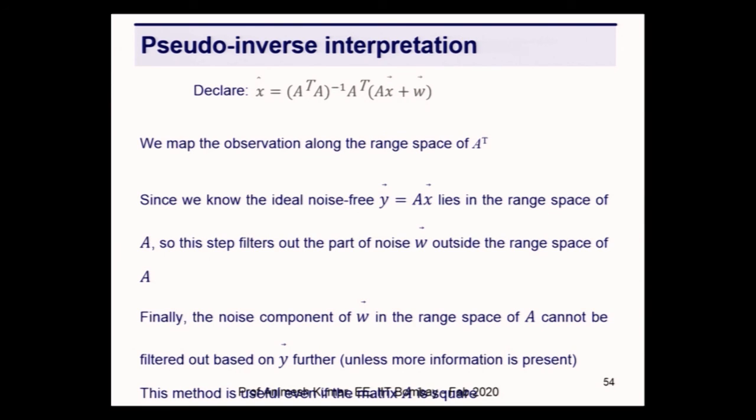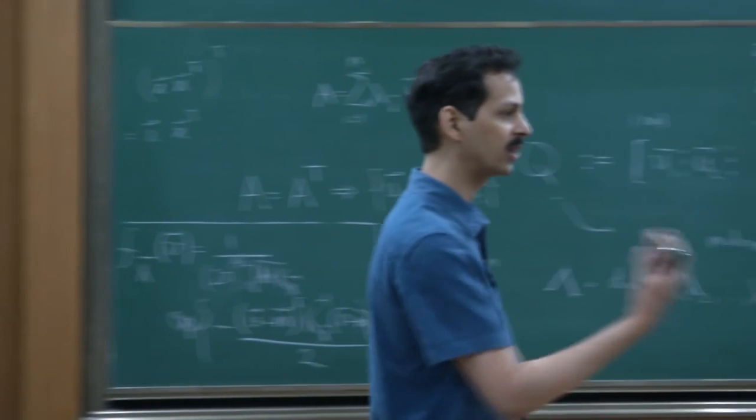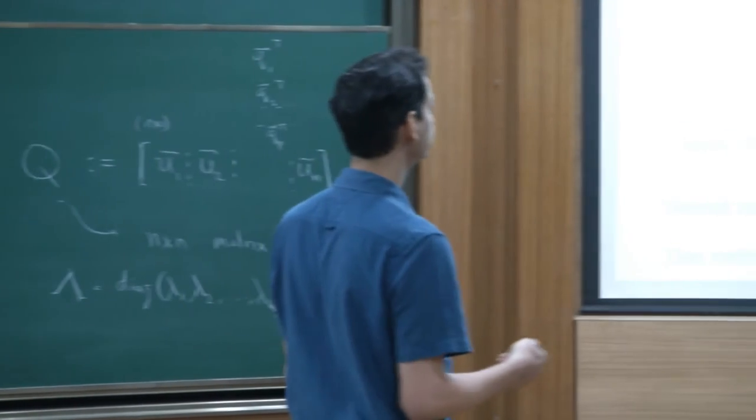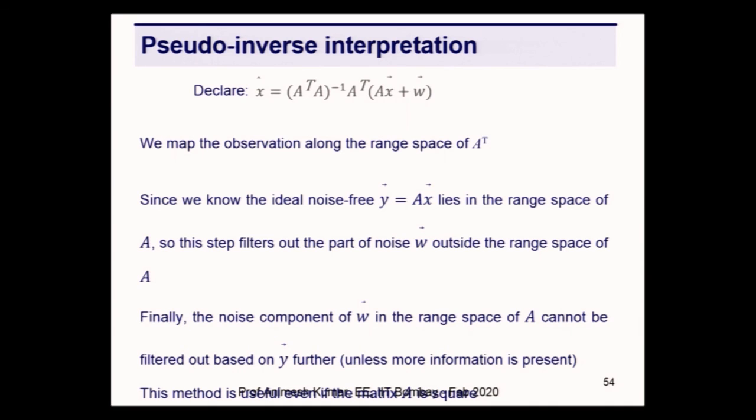So what this does is, when I multiply the noise by A transpose, we are saying that initially the noise is high dimensional. It's like measurement noise pointing in all directions. But by multiplying it with A transpose times W, we are restricting it to the range space of A, because that's where I know Y lies. So this step will filter out the part of the noise which is outside the range space of A. That's what this A transpose times W is doing.